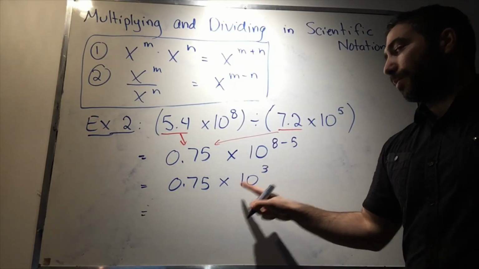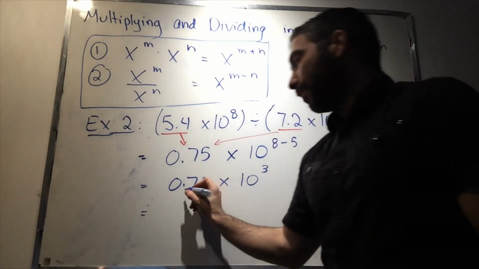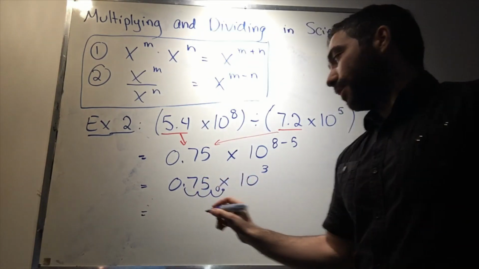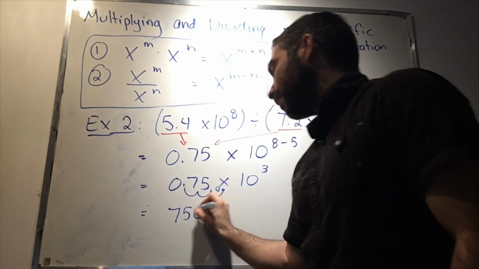So let's convert this to a number. The exponent is 3, so that means we have to move the decimal 3 times to the right: 1, 2, 3, plug in a 0, so this gives us 750.